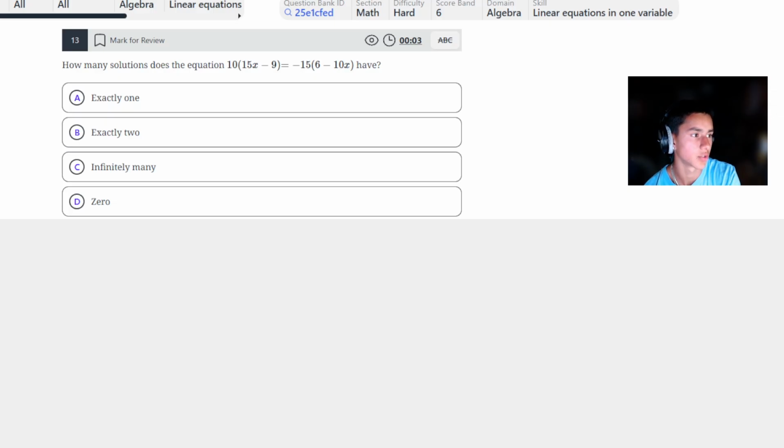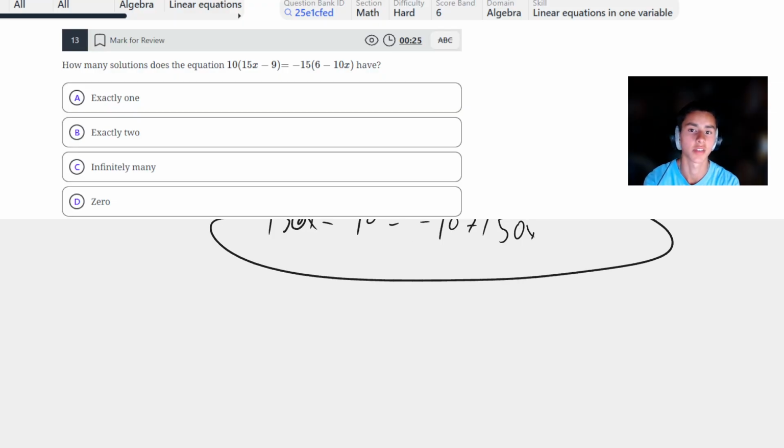How many solutions does the equation have? All we have to do is distribute this. We would get 150x minus 90. Equals 30, negative 90 plus 150x. If you notice, this is the same exact thing but rearranged. So that means there's infinitely many solutions.